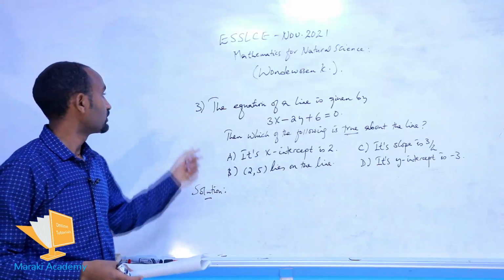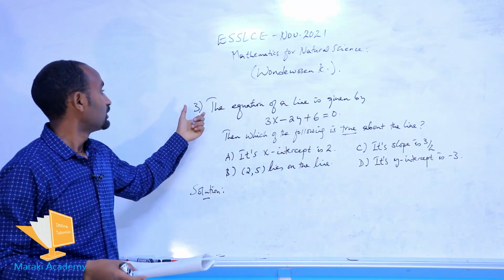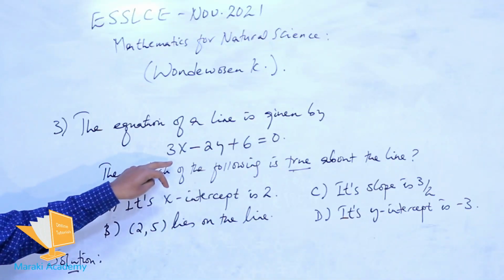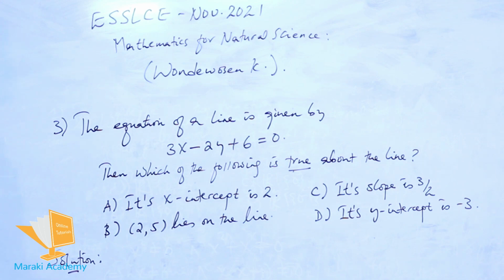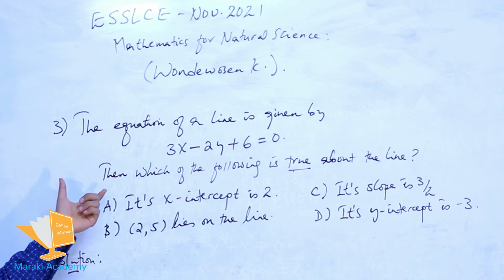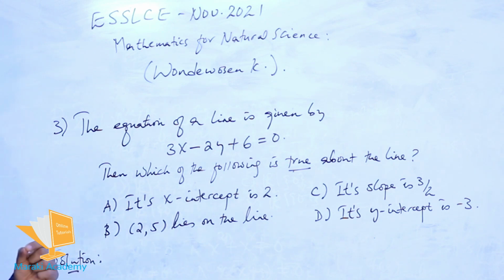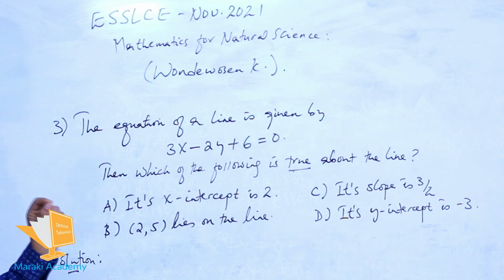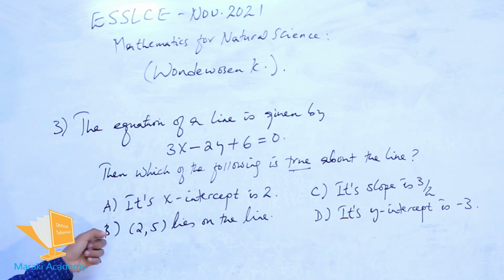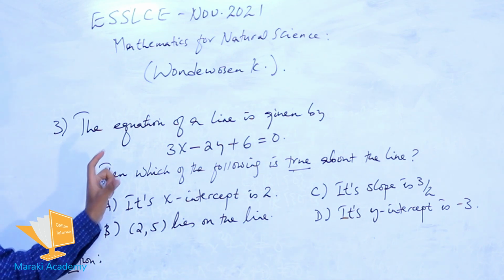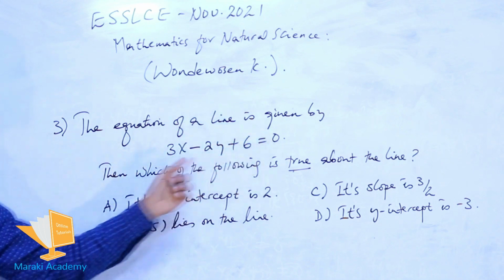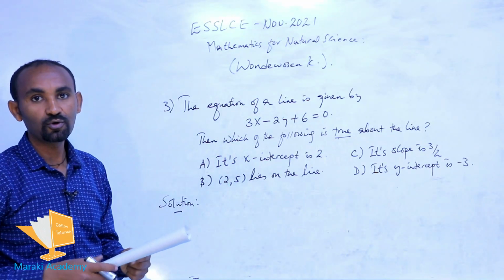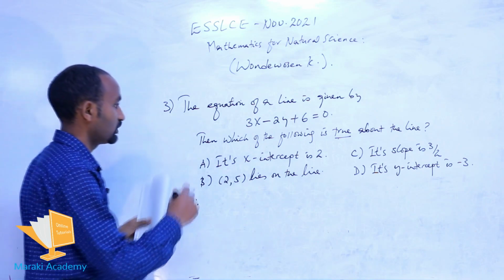Okay. Third, the equation of a line given by 3x minus 2y plus 6 equal to 0. Then which of the following is true about the line? Okay, you should be careful. Which one is true? So you have 4 choices. So let's write this equation in another way, that means in the form of y equal to ax plus b.